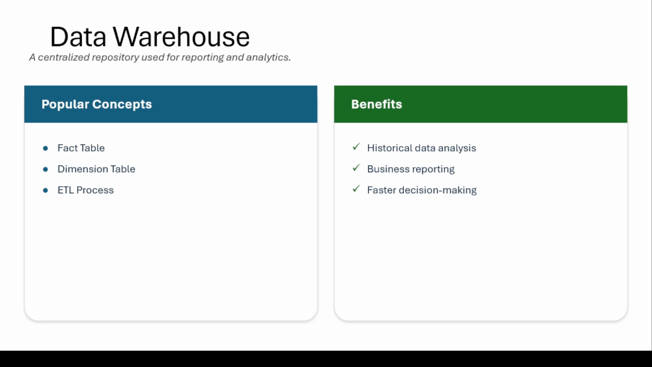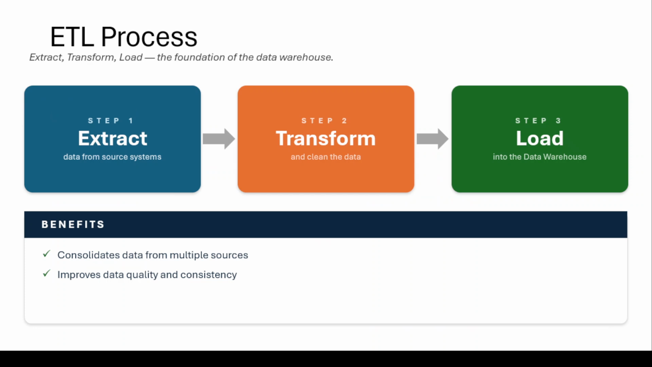Data warehouse: a centralized repository used for reporting and analytics. The popular concepts related to the data warehouse are fact table, dimension table, ETL process. The benefits: historical data analysis, business reporting, faster decision making. What is the ETL process? The full form is extract, transform and load. That is the foundation of the data warehouse.